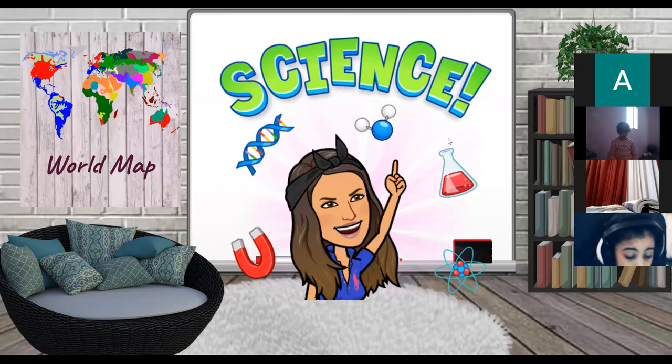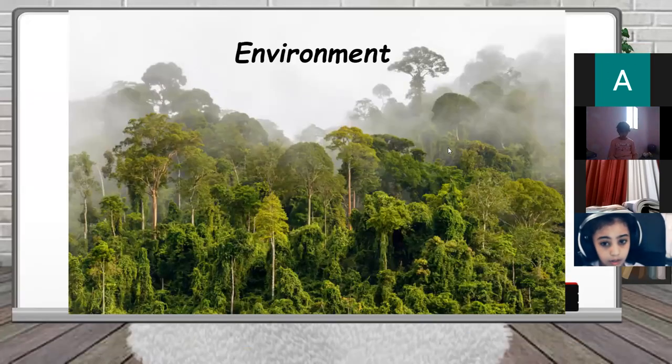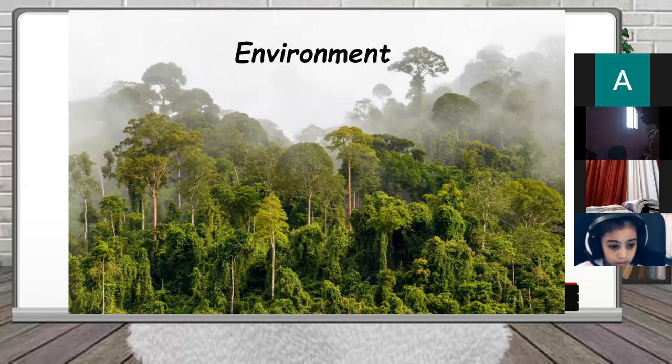Previously, last week, we were talking about environment. And we said environment means all the living and non-living around you. So whatever is around you, they make an environment. Each place is a different environment. For example, you have your room environment, or the classroom environment, or the forest environment. So they can be very different. It depends on the living and non-living around you.